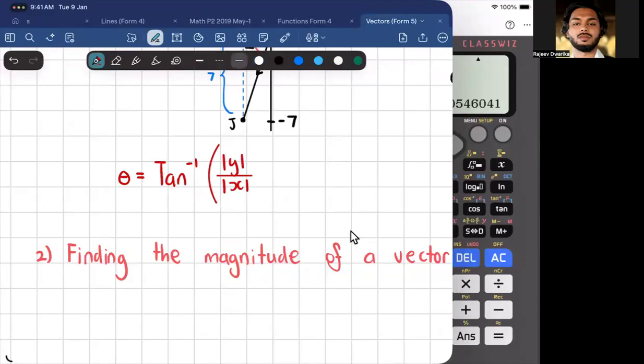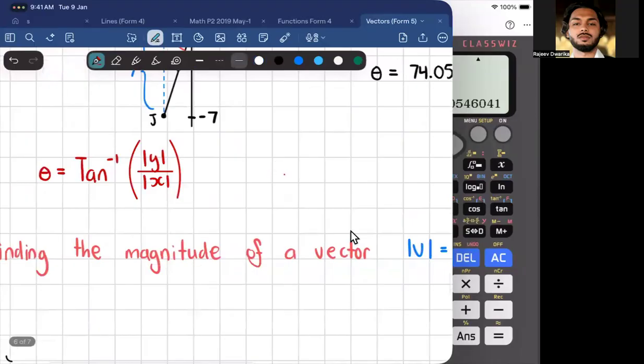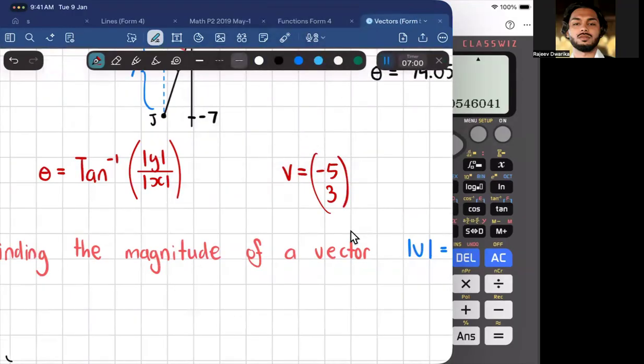So I'm going to give you a question and I want you to tell me the answer in 1 minute. What if I had a vector, minus 5, 3? Give me the answer in 1 minute. I give you a vector here, minus 5, 3. Find the angle between the vector and the x-axis.